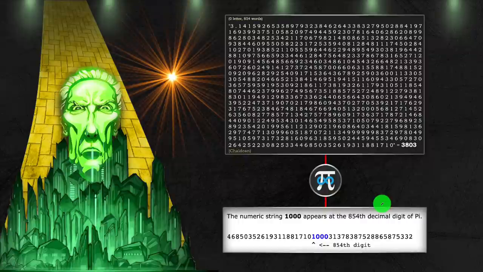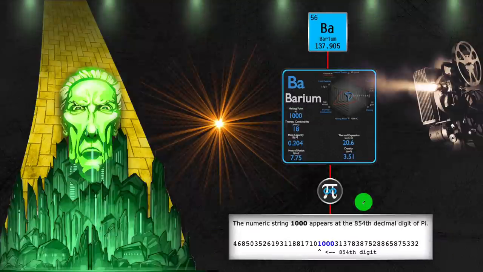And when you go 853 digits into the string of pi, including the 3 point, you're going to get the number 3,803. There it is. This zero right there is the portal. Found from that 1,000, found from barium's melting point, perhaps giving us the indication of how we actually get here to some degree. Now, I know this is pretty abstract, but to me, this is some of the most profound stuff I've ever found, if you know what you're looking at.